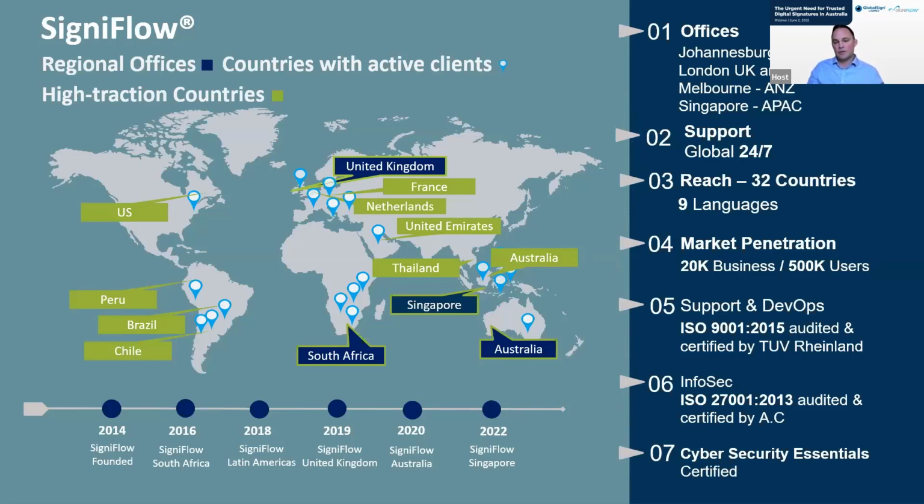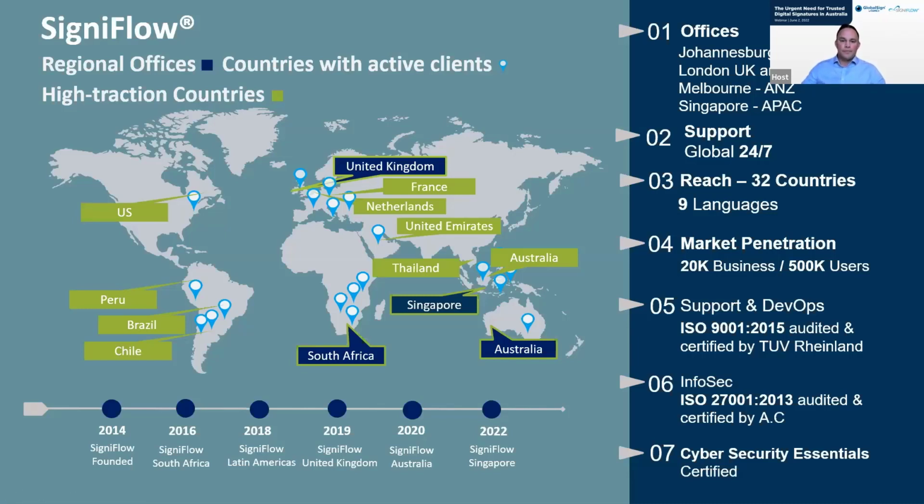We have about 20,000 plus business clients that host close on 1 million users, and they circulate tens of millions of documents through the platform each year. All of our operations are ISO 9001 certified. We have an ISO 27001 certification for information security. Our deployment is in Microsoft Azure in Sydney, so you are complying with all local privacy requirements in Australia.